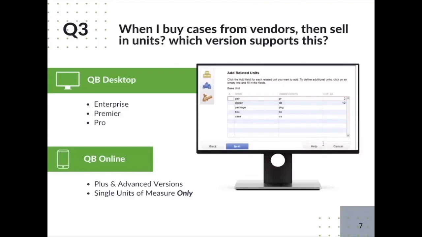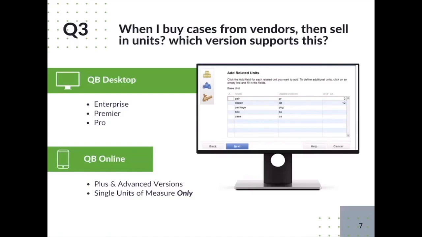So in Desktop, we can do multiple units of measure. So I can buy in one unit and it will actually put that on the purchase order, for instance, that I need this unit type or size or whatever, right? So I need a case. But if we need to count how many individual units we have, it will make that distinction when we turn on the multiple unit of measure option in the preferences.